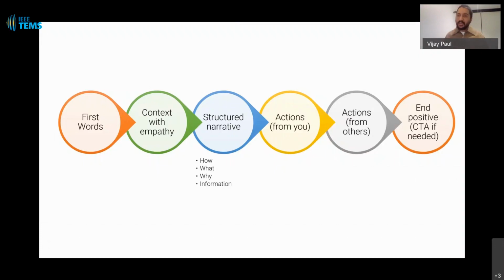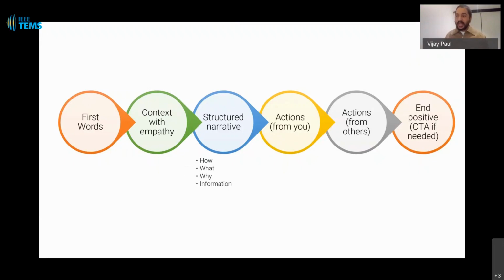Give a structured narrative: what's happening, why it is happening, how it's happening, and the information. Take the example of Airbnb CEO Brian. His was structured really well. He talked about how the layoffs were happening, the what: who are staying, who are going, what's happening to the people who are staying, what's happening to the people who are going, and why it's happening. So you give a context and then the information, all of it about the paychecks and everything.